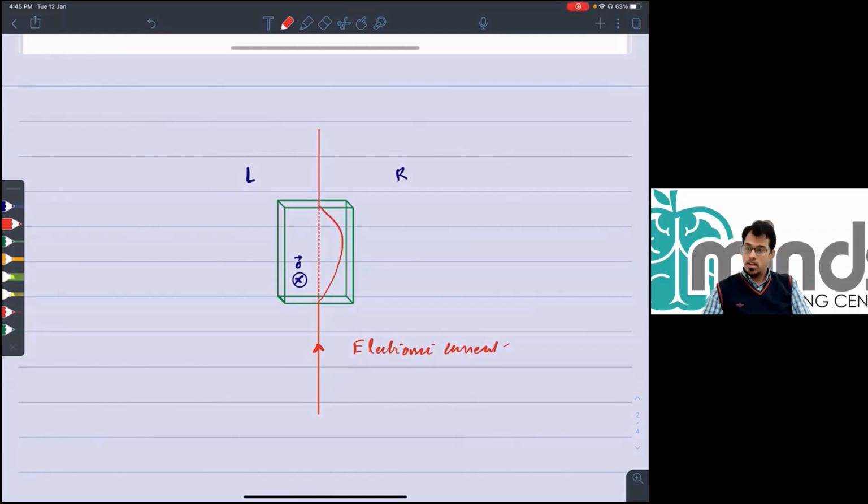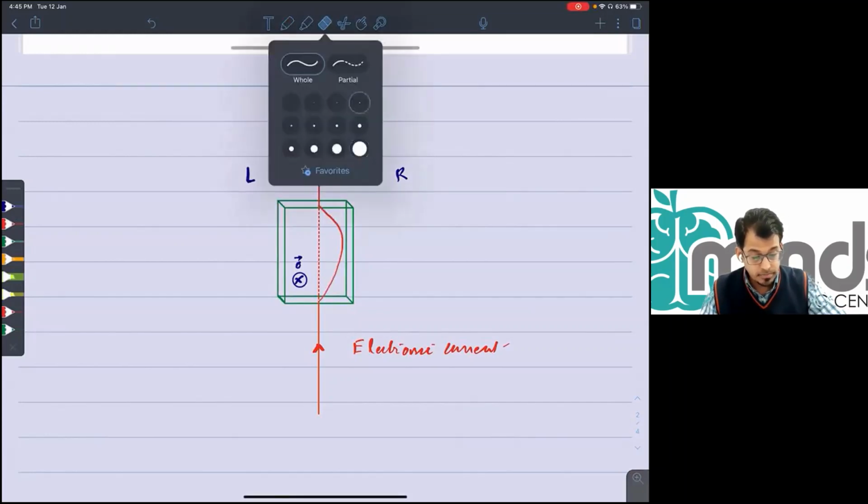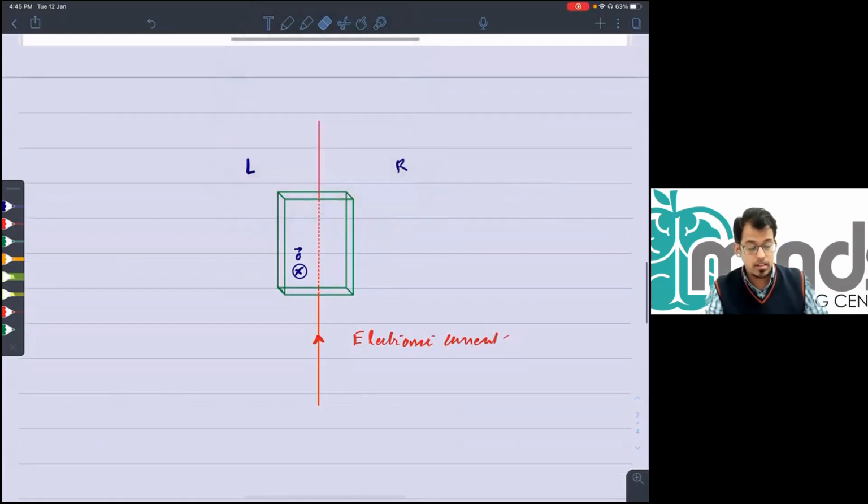Are you people getting it? The electron will follow a path like this, a curved path. Let me make it a little neater. The electron will follow some path like this. Why is it following a curved path? Because electrons are moving in a magnetic field, and the magnetic field will force them to follow a curved path. How many of you are actually getting this idea? What I'm trying to explain?